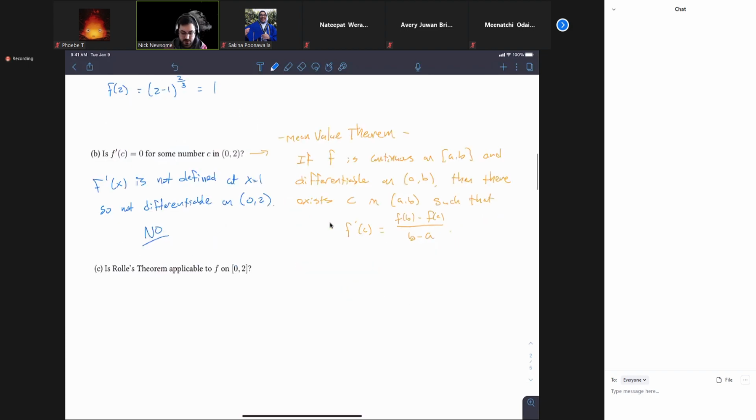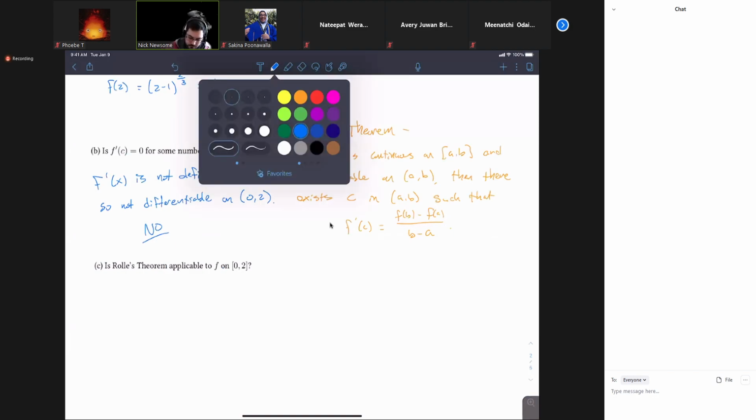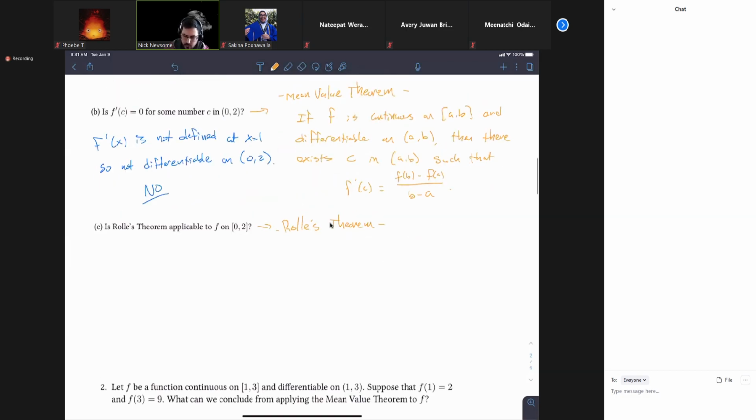Okay, so part C, is Rolle's theorem applicable? Rolle's theorem is one of those things that I think is really kind of silly because it just is the mean value theorem. But some guy came along and said, well, what if it's 0? And someone thought that was cool and gave him his own theorem. Whatever. So Rolle's theorem is mean value theorem, which really just means it's one more thing for everybody to remember, which is why I don't like it. But, you know, have to talk about it.